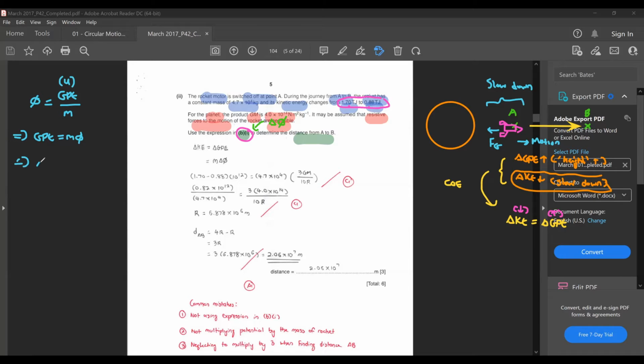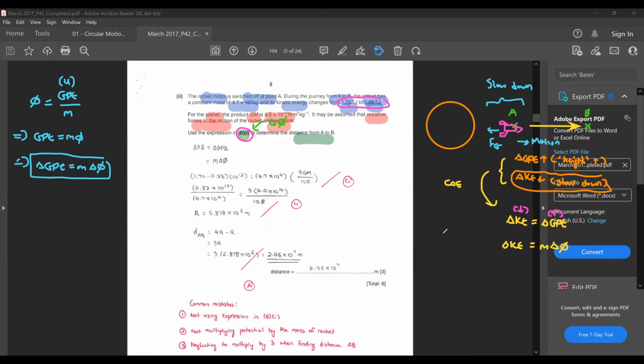And then you introduce the change symbol. Whatever change in GPE you have will be the mass times the change in potential. So this one is how you would find your GPE change. It will be now mass times change in potential, which is the expression in B1 here. Your change in potential is already found in B1.